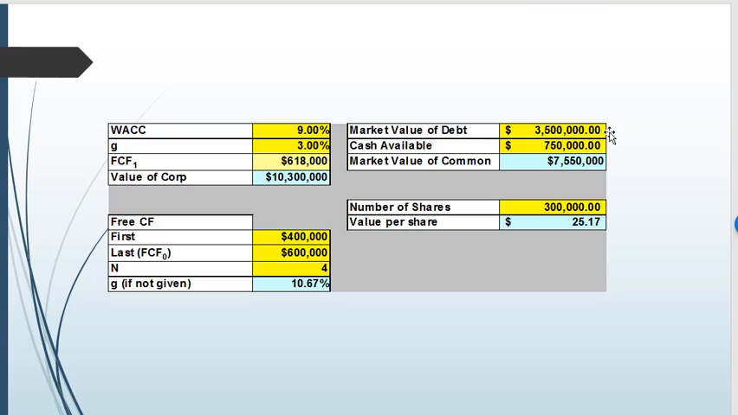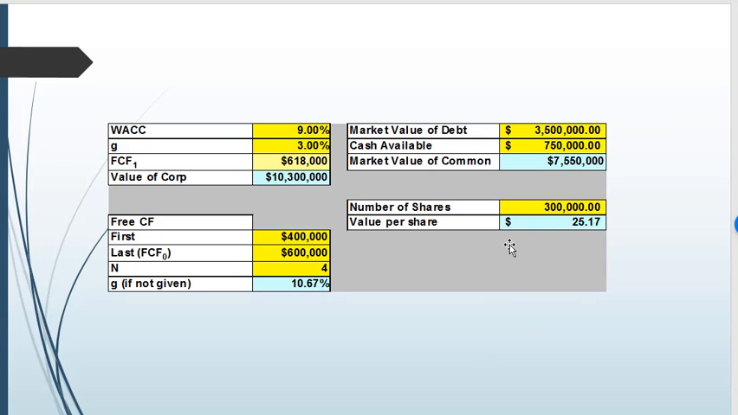We then need to incorporate debt and, in this case, also any cash to recognize the actual market value of the common stock. So you take 10.3, subtract out 3.5, and subtract out this 750,000. So the market value of this stock is roughly 7.55 million. It has 300,000 shares, so this stock has an estimated value of $25.17.